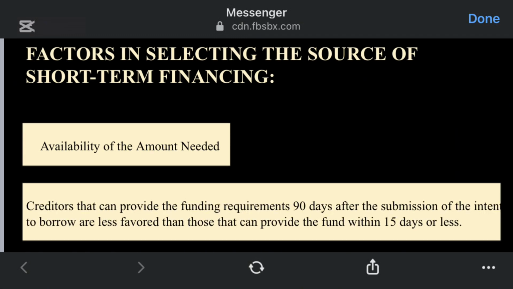Creditors that can provide the funding requirement 90 days after the submission of the intent to borrow are less favored than those that can provide the funds within 15 days or less. Why? Because the very reason why the company looks for outside sources of funds is the shortage of working capital to support the daily operation of the business. So the immediate availability of the amount needed is one of the factors that we must consider.